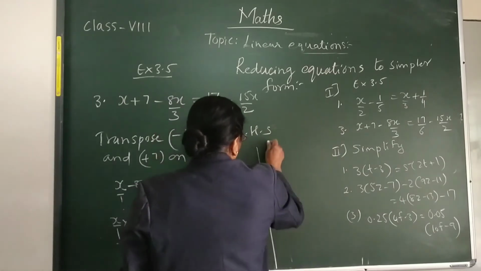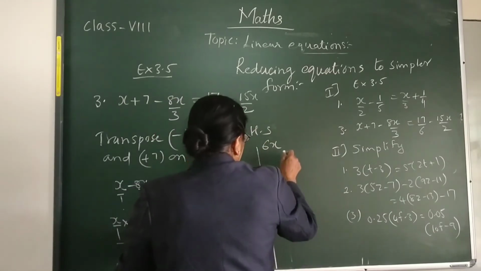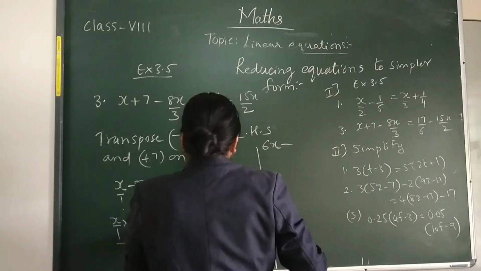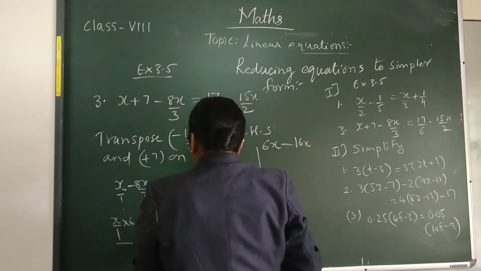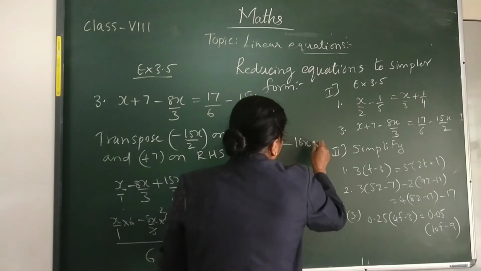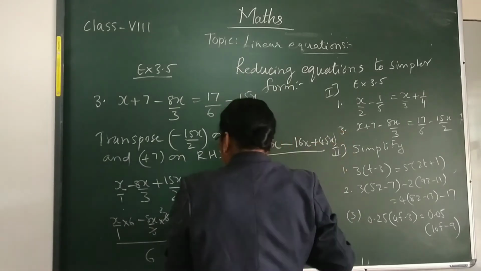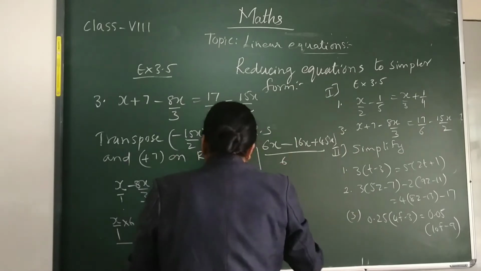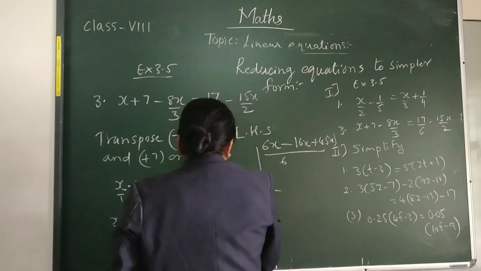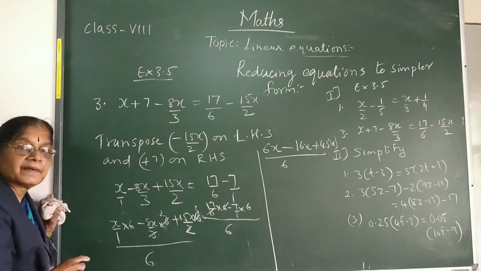x into 6 is what? 6x. Minus 8 into 2 is what? 16x. Then 15 into 3 is how much? 45x. Whole divided by 6 is equal to, here what did we get? 17, 6 and 6 cancel, so 7.